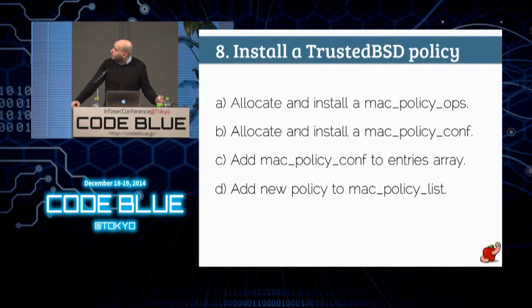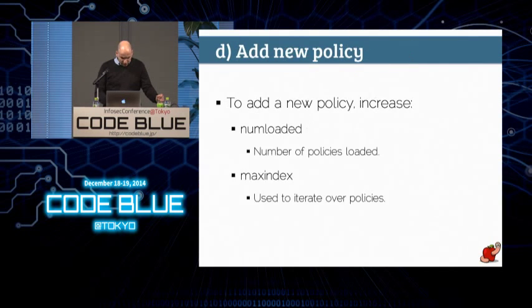These are the steps to install the TrustedBSD policy. We do it backwards because we don't want to install the policy and point somewhere. So first you allocate and install the policy ops, which tells you the pointer to your rootkit. Then you install the MAC policy conf. Then you add the policy conf to the entries, and then you activate this. How do you activate? You just add the number. The macro will check the number of policies. So when you increase the number of loaded policies, then it's finally executed.